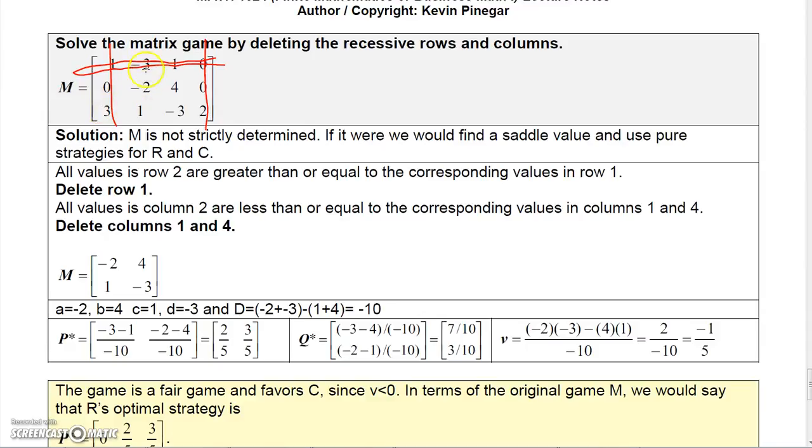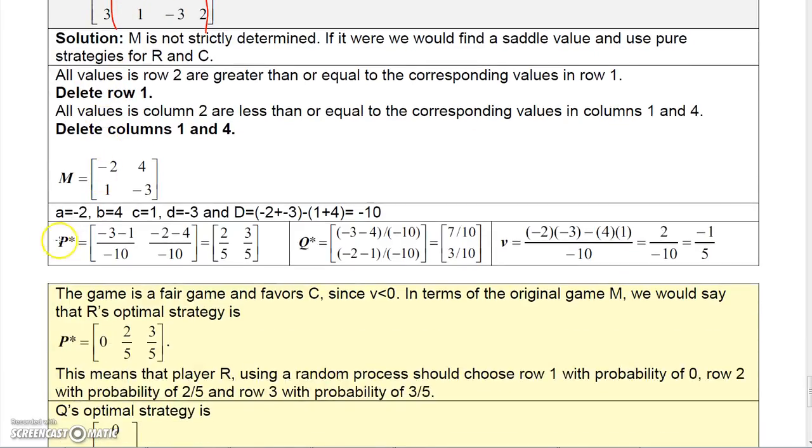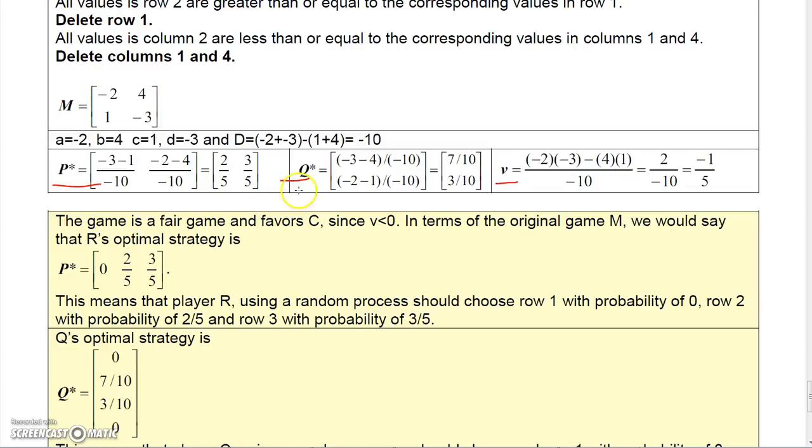And then, so for C, the -2 is better than 0. And the -3 is better than 2 or 3. So in other words, you want these with the negatives in them for C. So that leaves us with these 4 values. And then you can calculate P star, Q star, and V using the formulas we gave you earlier. And now you get -1/5 or -0.2 for the value of the game.